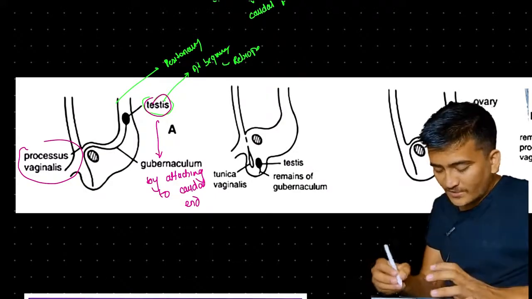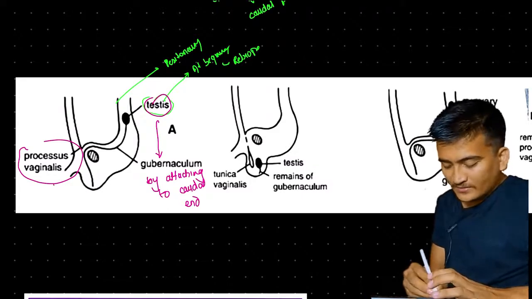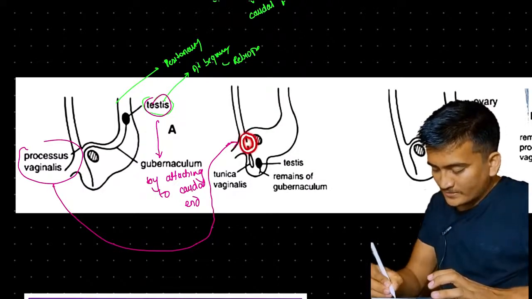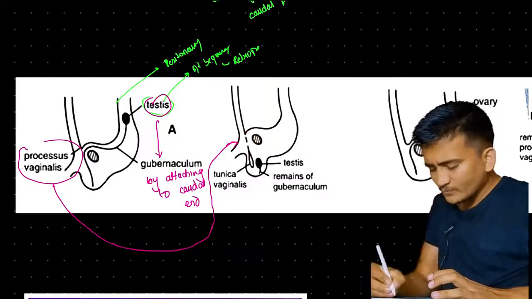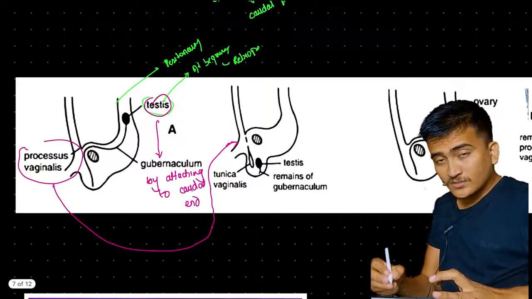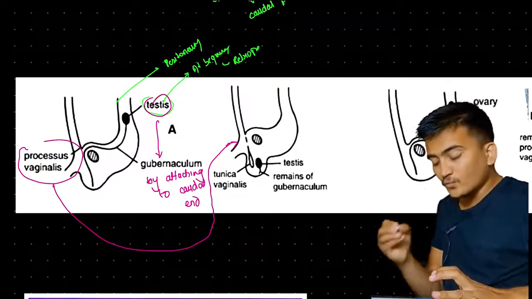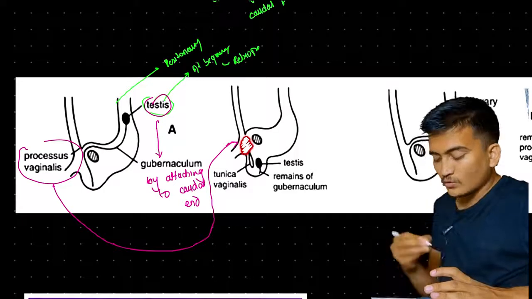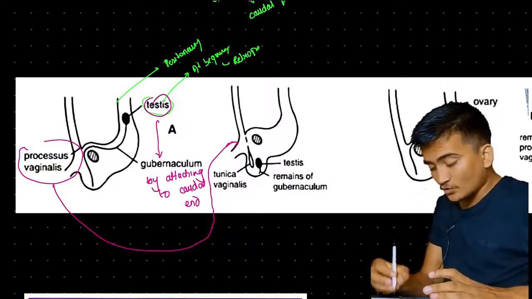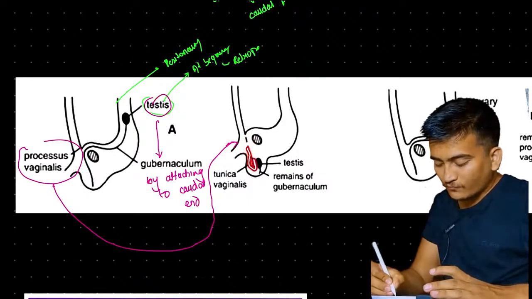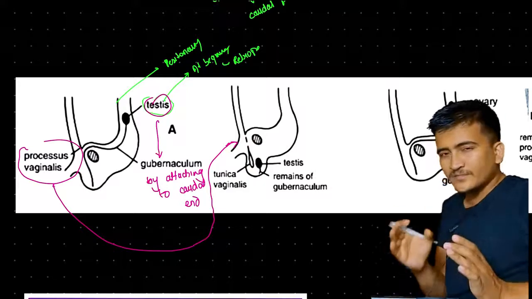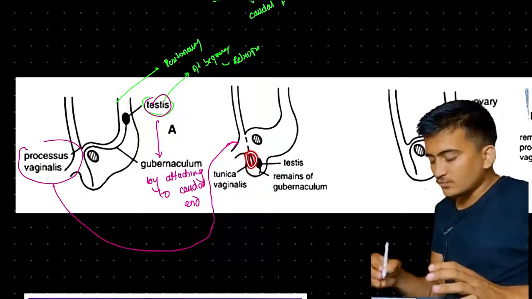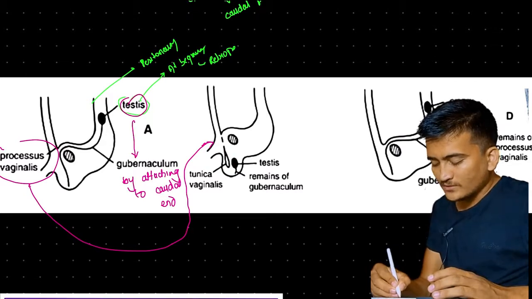As we have mentioned earlier, there will be the formation of the processus vaginalis. Now this processus vaginalis will be obliterated. As you can see right here, it is being obliterated, it is being removed. This removal of the processus vaginalis will prevent the continuation of the peritoneal cavity and the inguinal cavity. So there will now be discontinuation. When there is discontinuation, there will be a remnant structure of the processus vaginalis, and that will be the tunica vaginalis, right? And this tunica vaginalis will cover the testis.